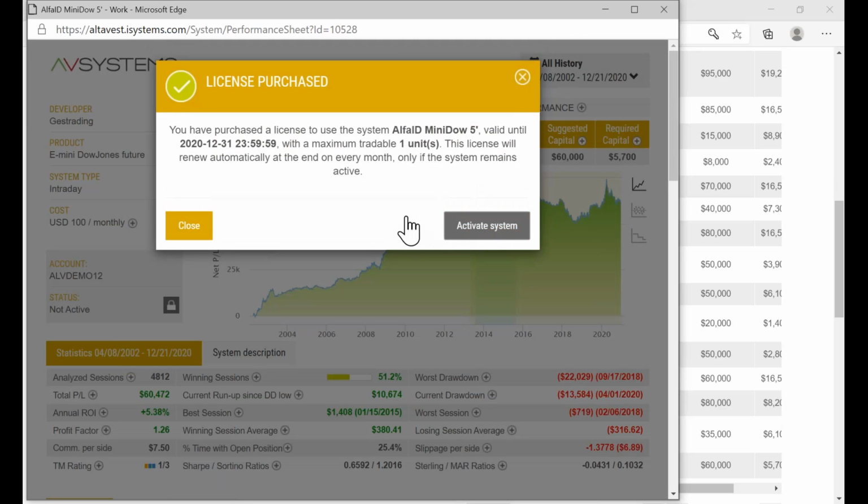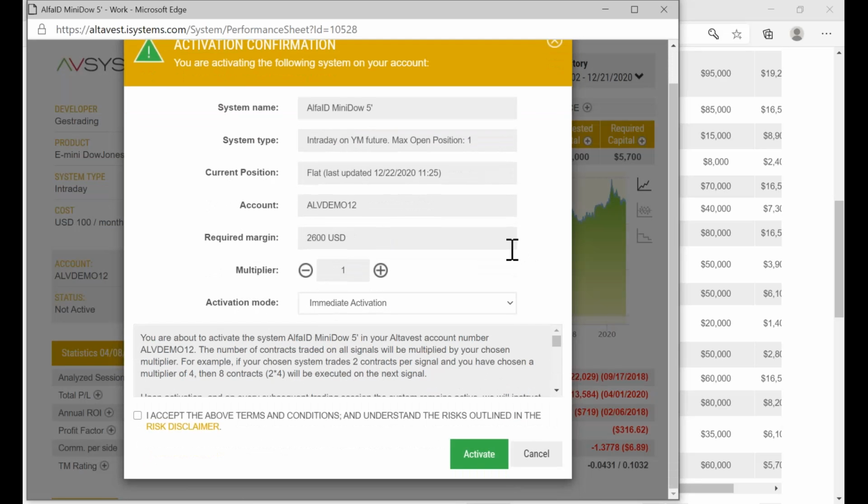Now, I'm not sure I even have money in this demo account, so let's see what happens. It'll ask you if you want to immediately activate or activate on the next session. Usually you can do whatever you like, but immediate activation. And if you wanted to do 2 contracts or 3 or whatever, that's how you would do it. Then of course it increases the margin requirement correspondingly. So you'd accept this. Now let's see if I activate, if it allows me to.